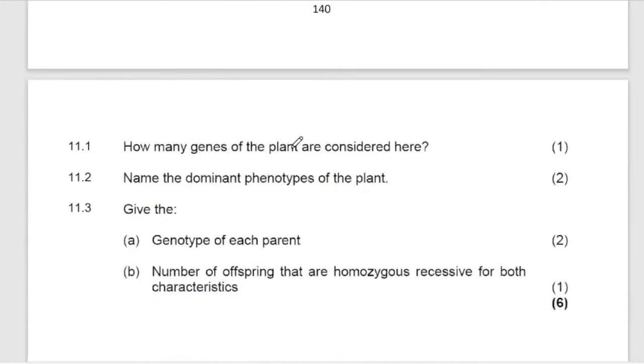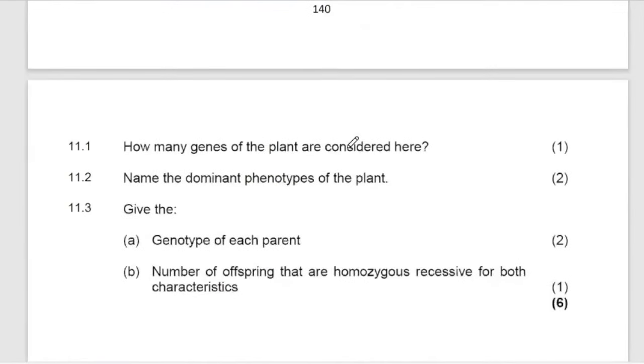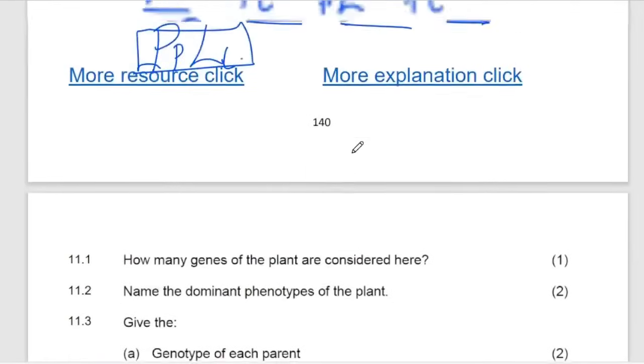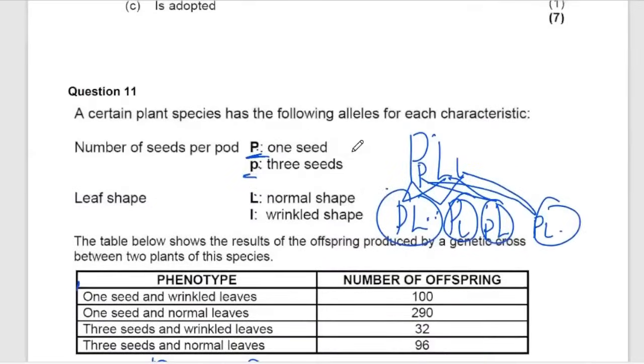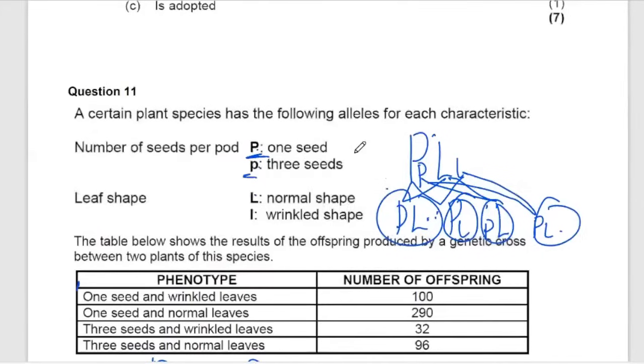How many genes control a dihybrid cross? Once you see the dihybrid, there are two genes. A dihybrid is controlled by two genes. How many alleles? In most cases, there are 4 alleles. You find out the capital letter and the small letter.